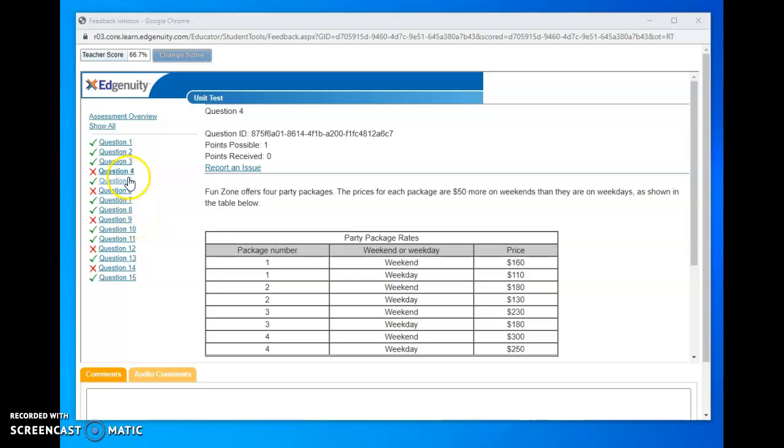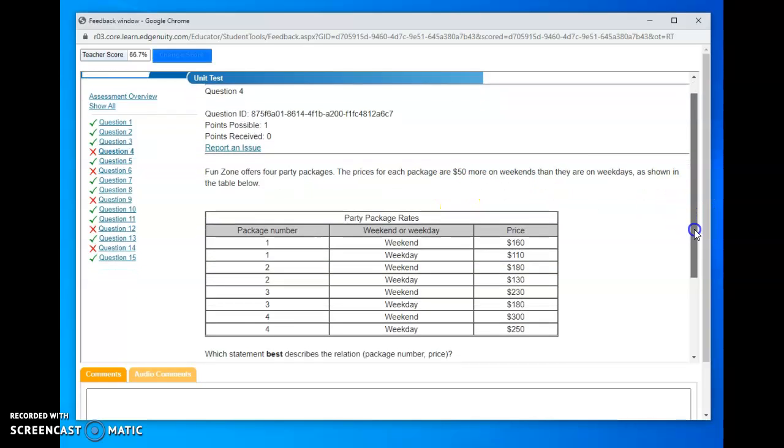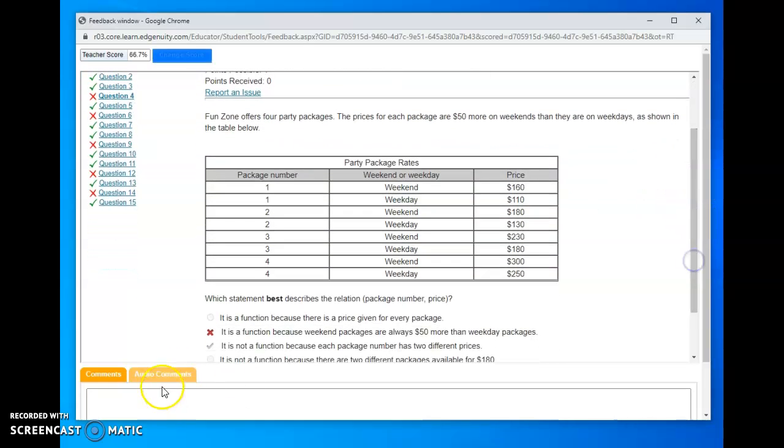Hey, so I'm going to go through a couple of these questions for you on this review. FunZone offers 4 party packages. The prices for each package are $50 more on the weekends than weekdays, as shown in the price below. Okay? So which statement best describes the relationship package number to price?